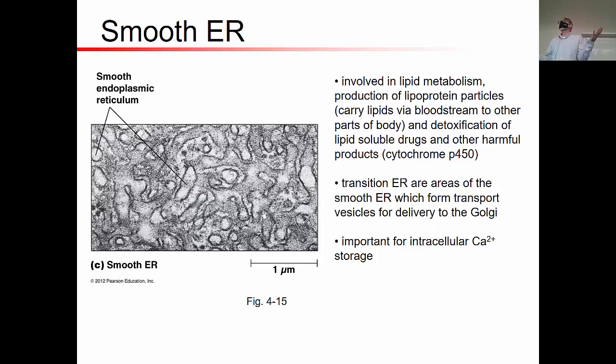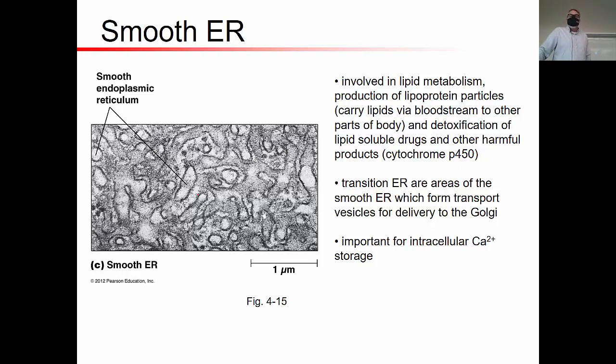And the ones that you're probably familiar with are HDL and LDL lipoprotein particles. HDL is the thing we call good cholesterol, and that's one way of moving lipids through your blood. And LDL is what we call bad cholesterol, and that's also used to move lipids through your blood. They're both lipoprotein particles, and these are constructed on the surface of the smooth ER. It's also important for our calcium storage, which we'll see plays a role in cell signaling.